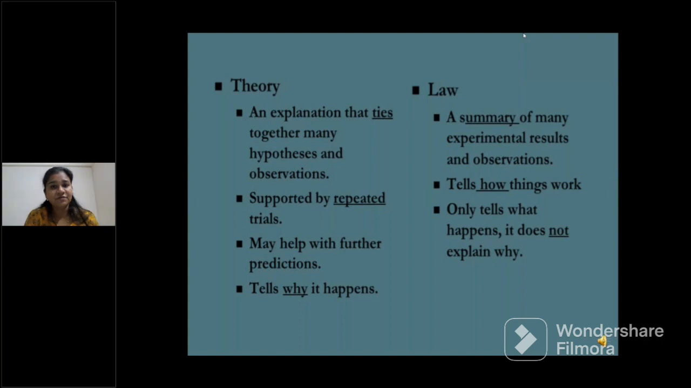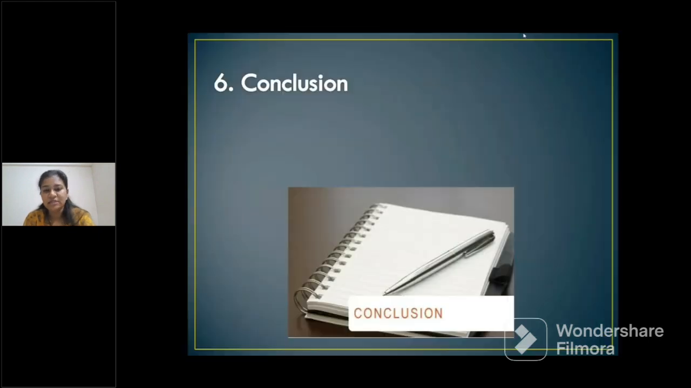Theory always has further scope for prediction, further scope for experiments. Theory tries to state why it happens. There's a why which is answered. While if we talk the other way, law only tells what has happened. It does not explain why. We have to think why it has happened. Again, going back to the theory. So this is the thin line of difference that we need to identify.